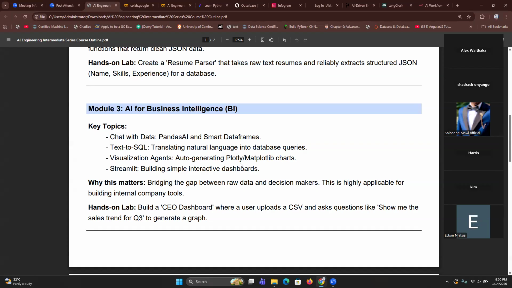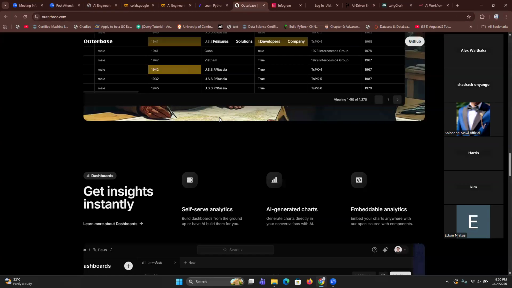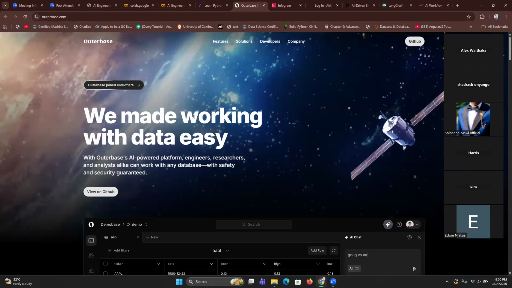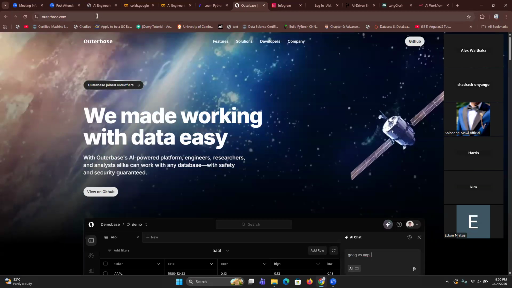It doesn't matter the kind of business you're having. We can integrate AI into a financial setup and so on and so forth. So importantly, we are going to see how different platforms, like I was opening this platform, so maybe you can also research on them. There's this platform you're going to look at. It's called Outerbase.